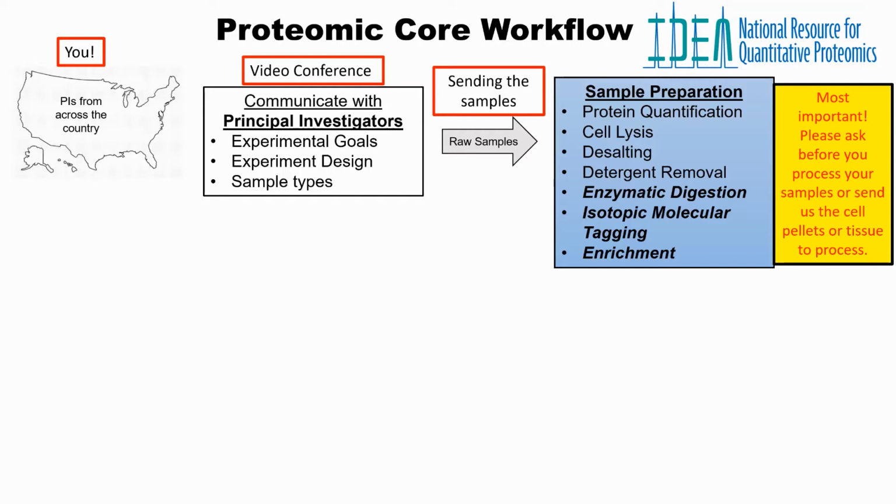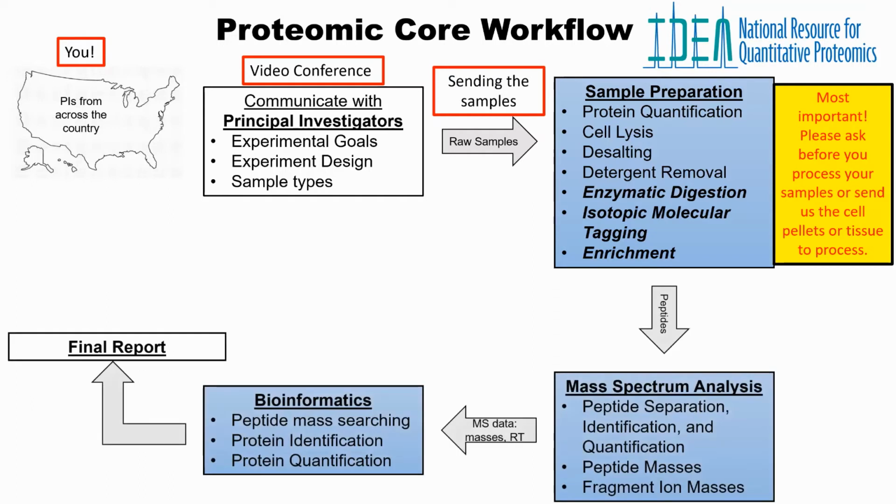Or you can just send us the cell pellets or tissue and let us do the processing. The purpose of sample preparation is to take your proteins, separate them from the rest of your samples, and then enzymatically break those down into peptides. Those peptides are then analyzed by mass spectrometry. Chromatography is used to separate these peptides, where peptide masses and the masses of the fragment ions can be measured, as well as the retention time.